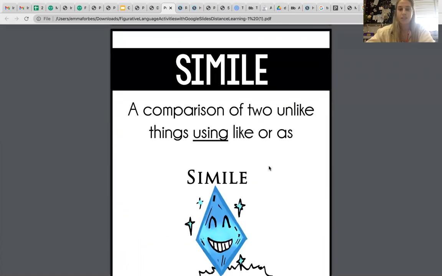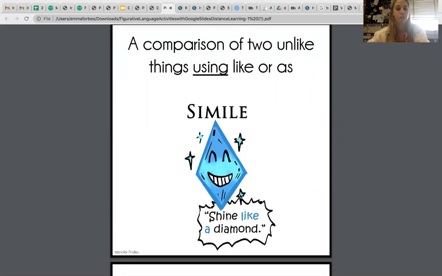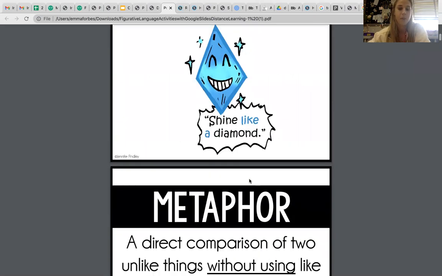Let's go straight down to simile, the comparison of two unlike things using like or as. Every time we look for a simile, we're looking for the words like or as. So for example, shine like a diamond, you're as beautiful as the sun, you're as bright as the sun.